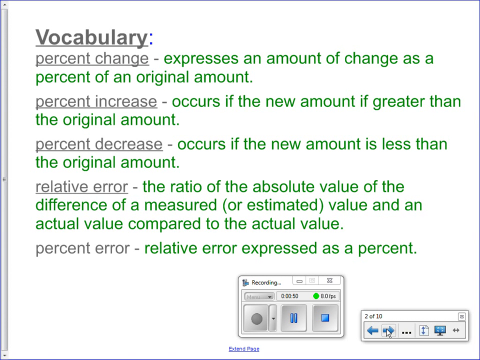Relative error is the ratio of the absolute value of the difference of a measured or estimated value and an actual value compared to the actual value. I'll demonstrate this and we'll write a formula when we solve a problem about this. And percent error is the relative error expressed as a percent.